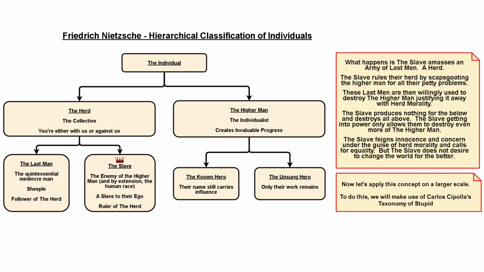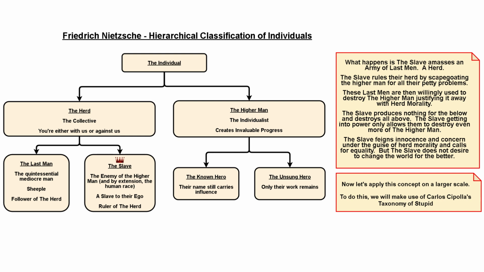Whereas the higher man is someone who is an individualist. They are their own person, and they will create invaluable progress. And you have two different types of higher man. You have the known hero, and their name still carries influence. When you hear quotes from Albert Einstein, if I use a quote from Albert Einstein saying, creativity is just knowing how to keep your sources anonymous, that is a very powerful quote. As soon as I attach the name Albert Einstein to it, that becomes very powerful.